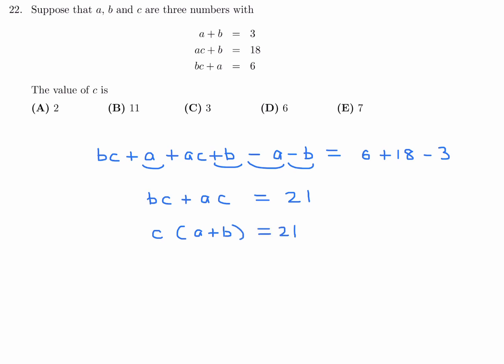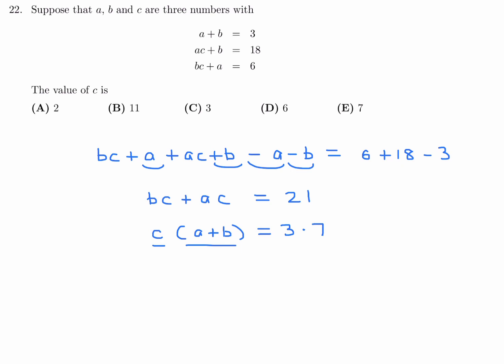Now 21 can be written as 3 times 7. So that means either this is 3 and this is 7, or the other way around. This is 7 and this is 3. So I got two choices. And c being equal to 3 or 7 are two of the answer choices. So I'm pretty confident that that's the right approach.